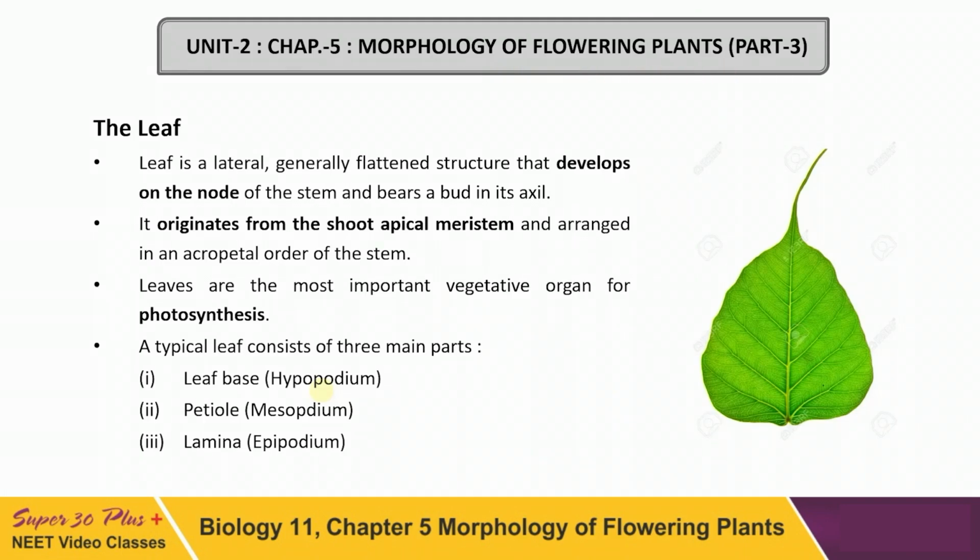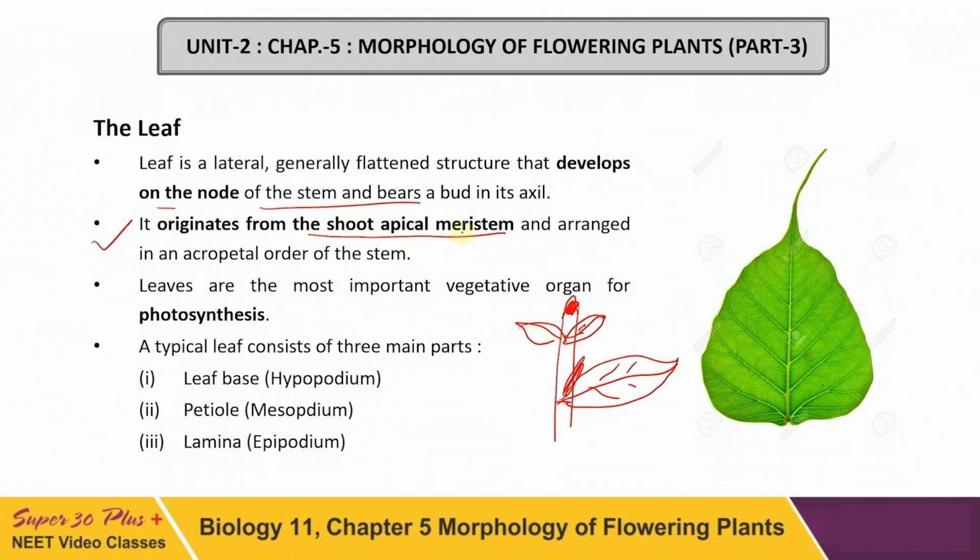You are all familiar with a leaf. See, a leaf arises at a node. It is usually a flat structure like this, and it develops on a node, and it bears an axillary bud in its axil. You can see this is a typical structure of a leaf. A very important point here is that it originates from the shoot apical meristem. A part of the apical meristem is left behind, which develops into leaves. So leaves develop from the apical meristem.